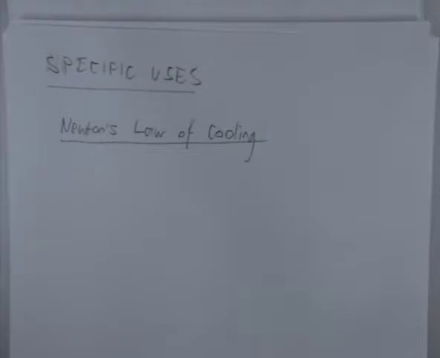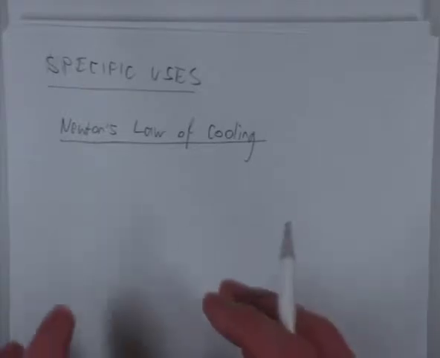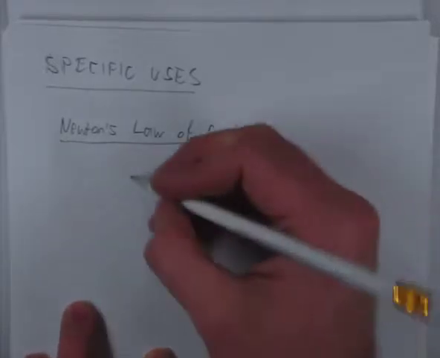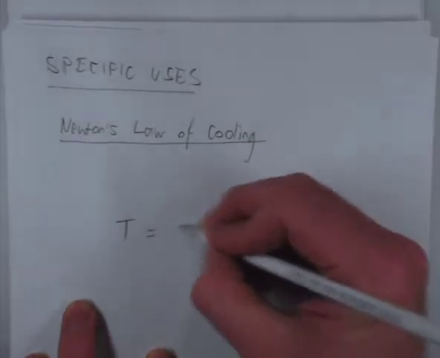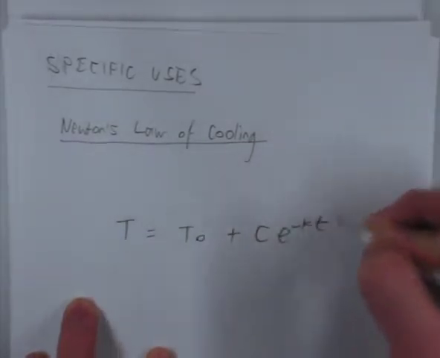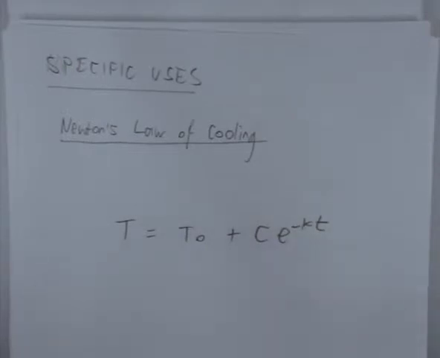I need someone's notes so that I can get the specific version of this, unless someone remembers off the top of their head what the differential equation is. T equals T0 plus C e to the minus kt. Yep, that's the solution. What's the differential equation look like?